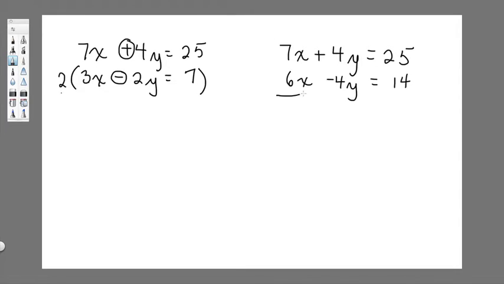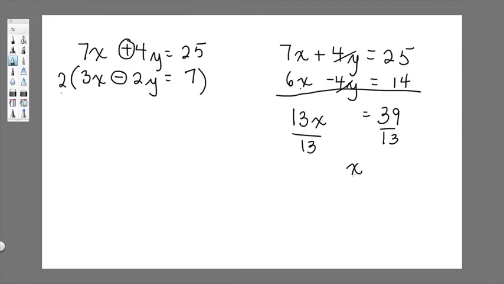So let's go back to what we started with. 7x and 6x is 13x. These are inverses, they cancel, and 25 plus 14 is 39. Divide both sides by 13, so I get x equals 3. So I can plug it in, remember our answers are ordered pairs, and I can substitute it into the top one or the bottom one. Let's substitute it into the top one.